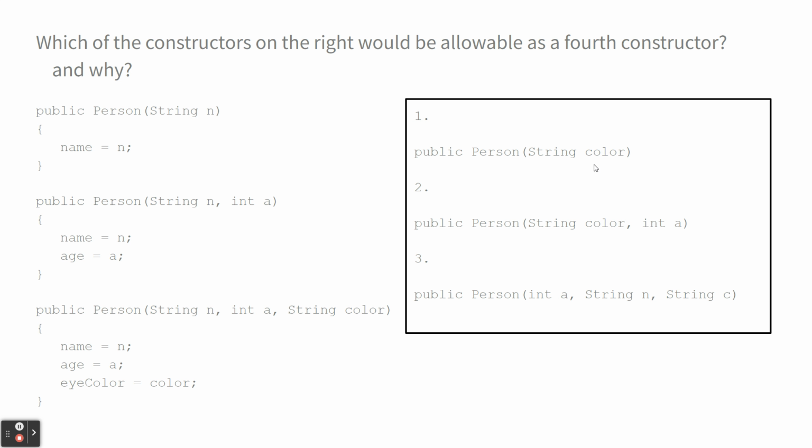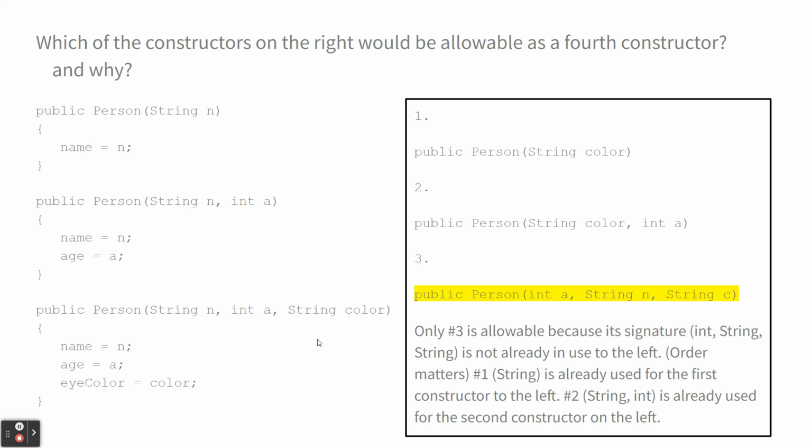Item 1 here is not a valid 4th constructor because it has a string. I know this is string color and this said string n, but all Java cares about is that it's a single parameter that's a string. So 1 is right out. 2 is a string and an int, and we already have a string and an int. And as I just said, the names of the variables don't matter. It's the type of the variable that matters. And the third one here is an int string string, and that would be a fine fourth constructor to add if you needed to, because it's a different order. So int string string is definitely different from string int string.